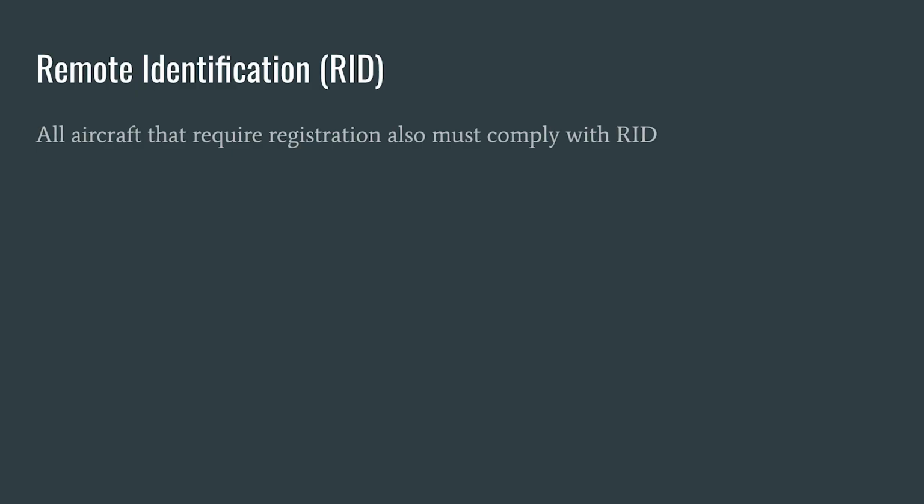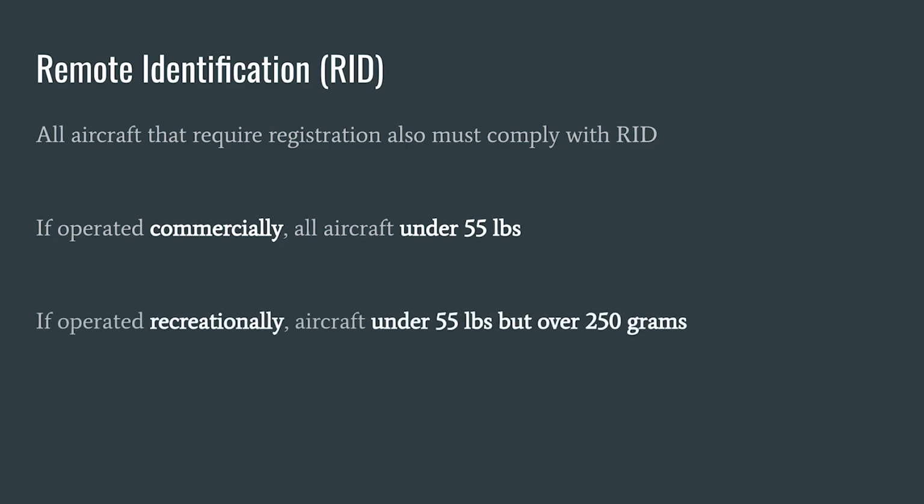So if you have to register your drone, you also have to make sure it's RID compliant in order to operate it. If operated commercially, this is all aircraft under 55 pounds. And if operated recreationally, it's aircraft under 55 pounds but over 250 grams, or 0.55 pounds.